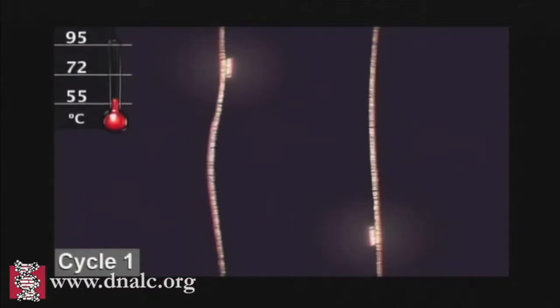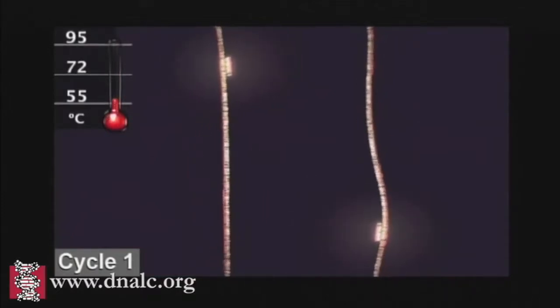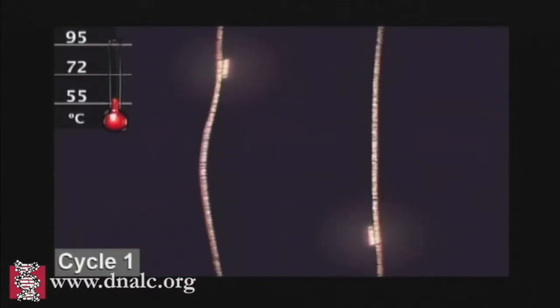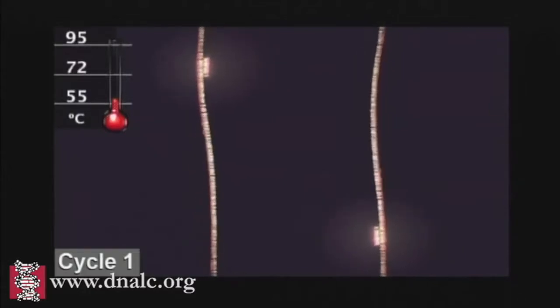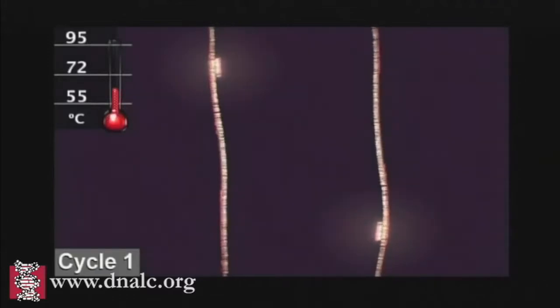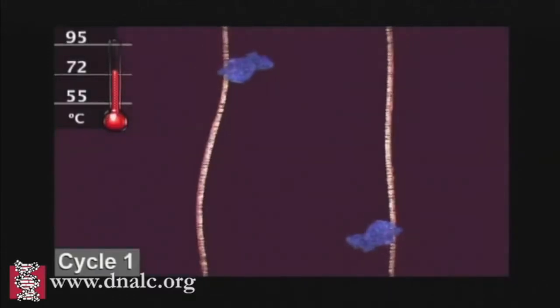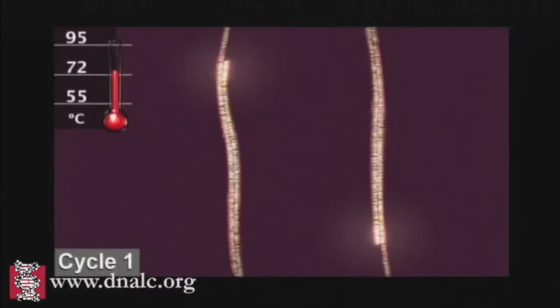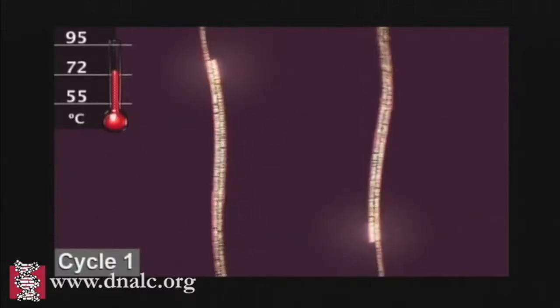When the temperature is decreased, short DNA sequences known as primers bind or anneal to complementary matches on the target DNA sequence. The primers bracket the target sequence to be copied. At a slightly higher temperature, the enzyme Taq polymerase, shown here in blue, binds to the primed sequences and adds nucleotides to extend the second strand. This completes the first cycle.